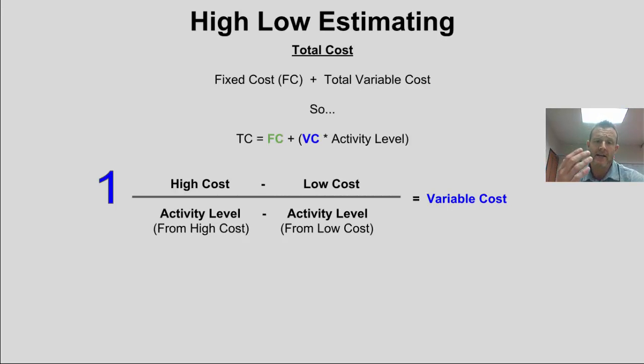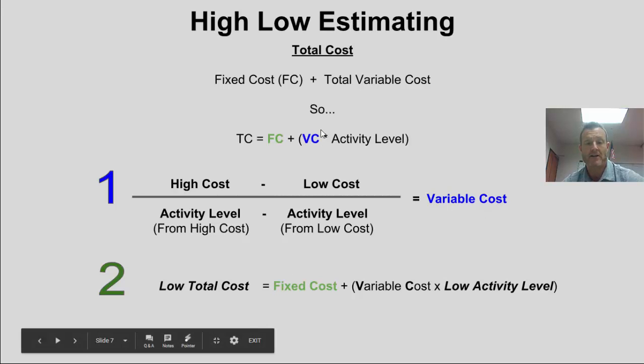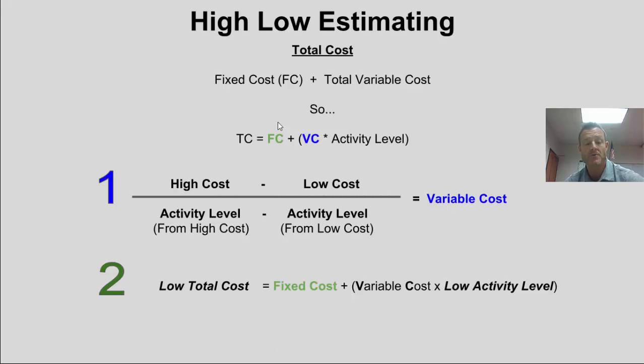First step is finding, in our range of historical data, what the high cost period is and the low cost period is, taking those costs and the activity levels associated with them, and using this formula that you see right here. The high cost minus the low cost divided by the activity level from the high cost minus the activity level from the low cost. Once we do this calculation, that gives us our variable cost. Then we go ahead and find our fixed cost, because really what we need to find is our variable cost and our fixed cost in order to have a cost equation that we can use.